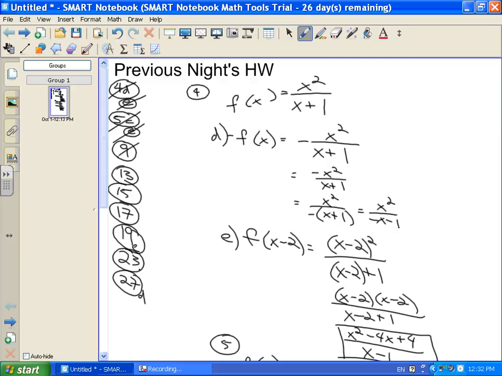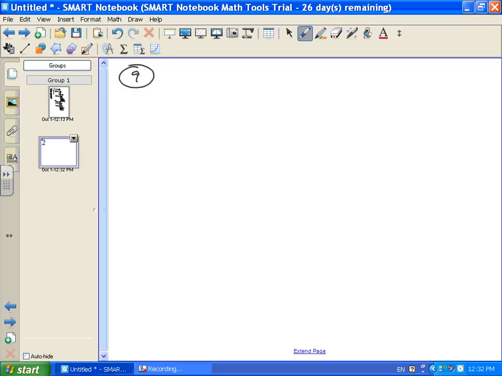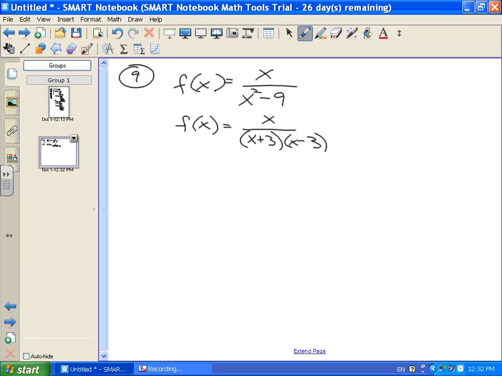Takes us to 9. Different section. This one just says find the domain of the function. Remember that domain is everything that x is allowed to be. Sometimes easier to think of what is x not allowed to be. 3. Anything else? Negative 3, because this factors to x plus 3, x minus 3. So x is not allowed to be 3 or negative 3.